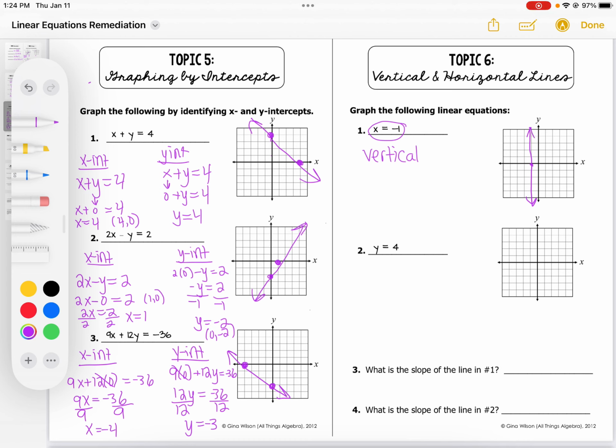Y equals 4. That's horizontal. It's got 0 slope, meaning the number 0. You go over to y equals 4, plot it, make your flat horizontal line, and there it is. The slope of the line in number 1 is undefined. The slope of the line in number 2 is 0.